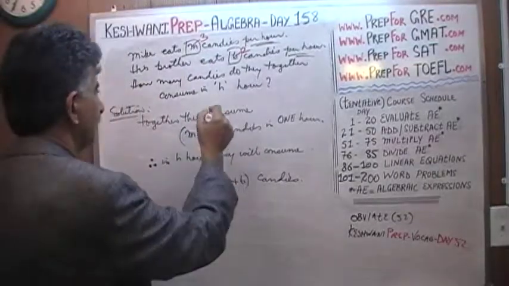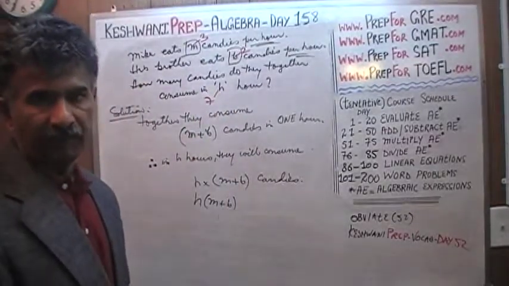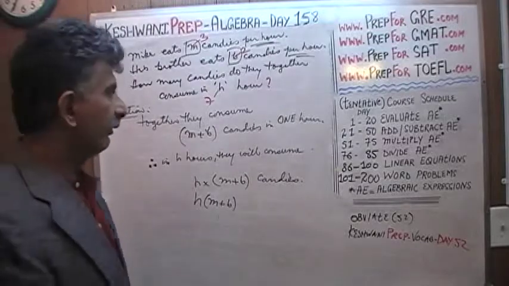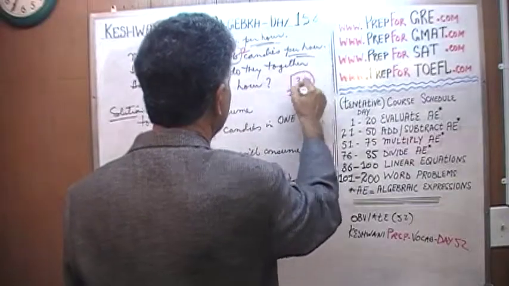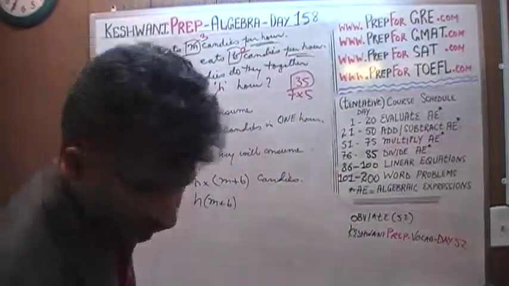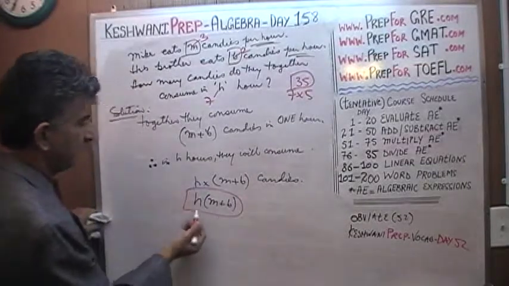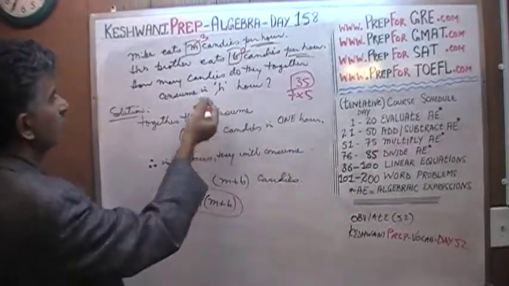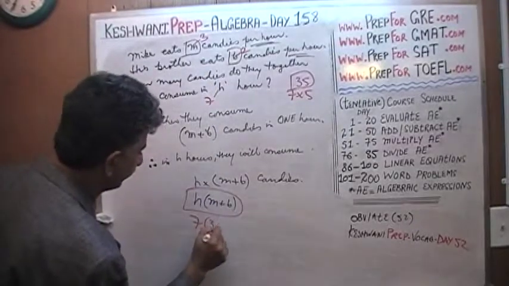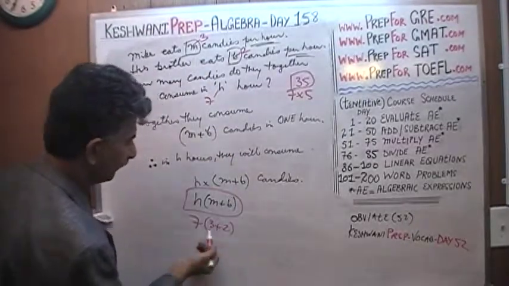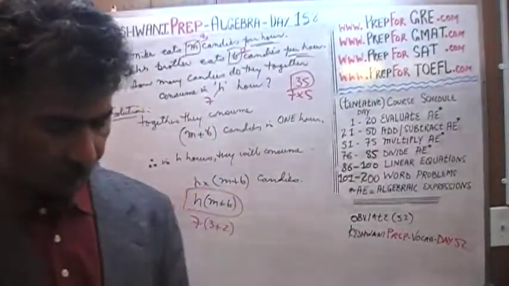How many candies will they consume in 7 hours? Well, if they're consuming 5 candies in an hour, in 7 hours they must go through 7 times 5 or 35 candies. This answer better give us 35. Let's see if it does or not. This expression that we came up with, it better give us 35. H is our 7, M is 3, B is 2, of course it gives us 7 times 5. Of course it's too simple. Very straightforward.